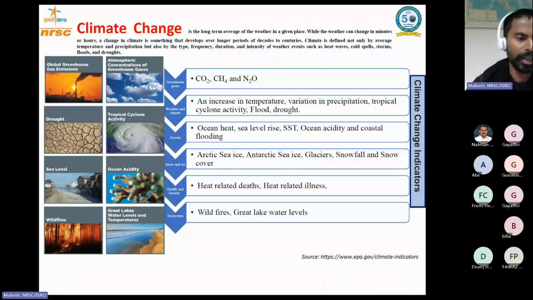Then the rise of sea level. We are now talking about a rise of some millimeters happening every year. So sea level rise is also an indicator of climate change.